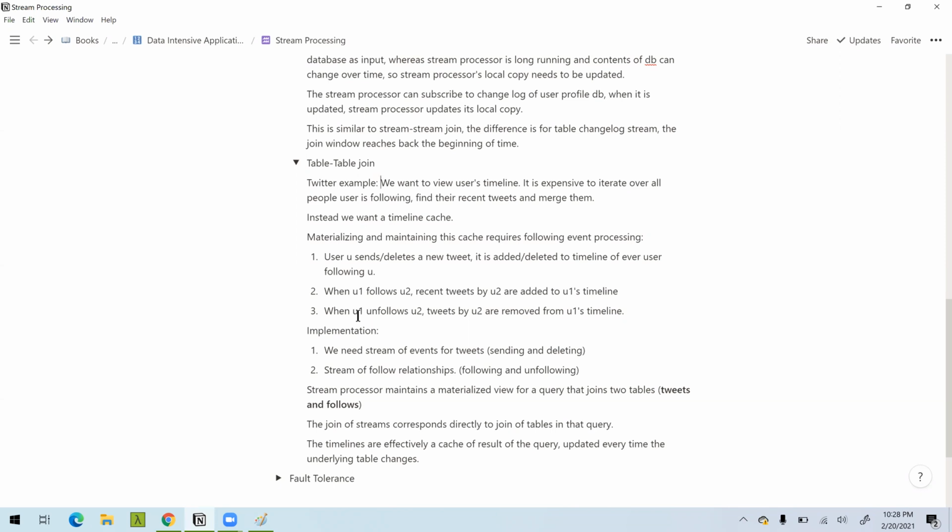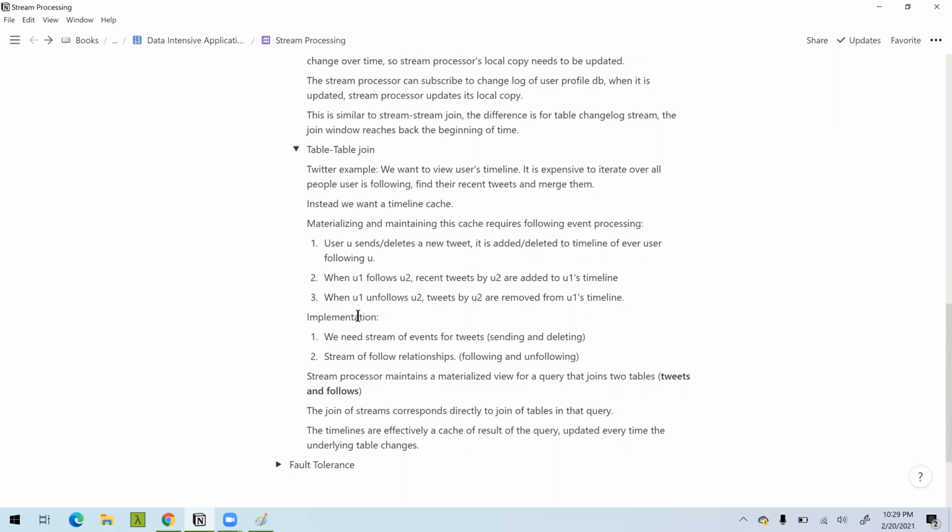So how would you do that? What you would be doing is materializing and maintaining this cache information with you, right? And if you think about what we have discussed in the past, materializing was also like keeping all the streams with you and not missing any stream, right? So basically this is the information you have to store, that whenever a user sends or deletes a new tweet, for all of the people who are following him, in their timeline.